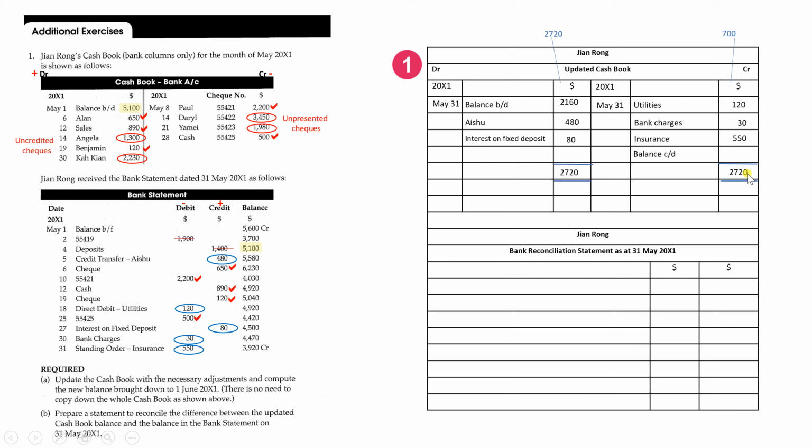So the total is 2720 minus 700. So the balance we have is 2020, and balance brought down 2020. Oh, I forgot to actually mention this.